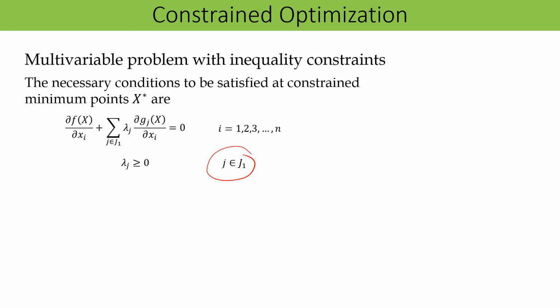Again please remember that we have already divided the constraints into two groups. One is active, one is inactive. Inactive constraints we are not considering, because they are not influencing the solution of this particular problem. We are only considering the active constraints. So for an active constraint, lambda j should be greater than 0.